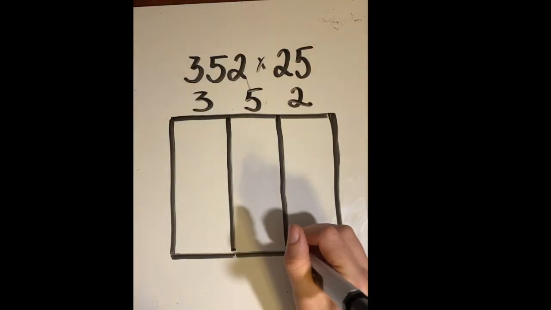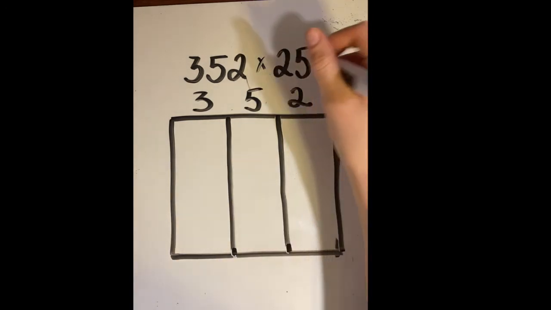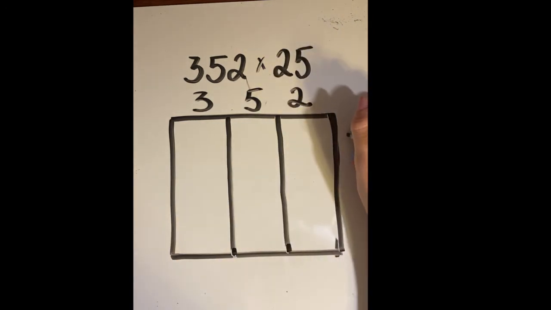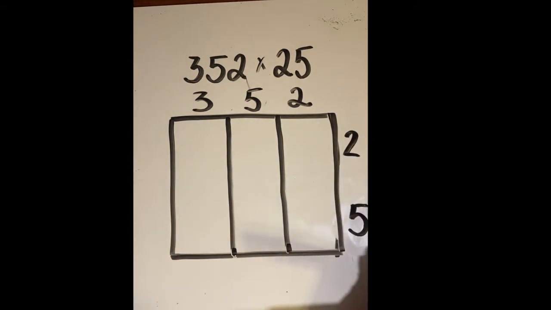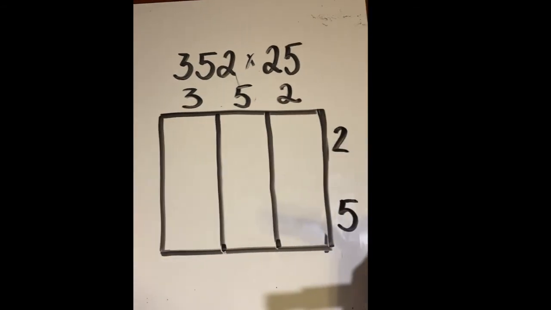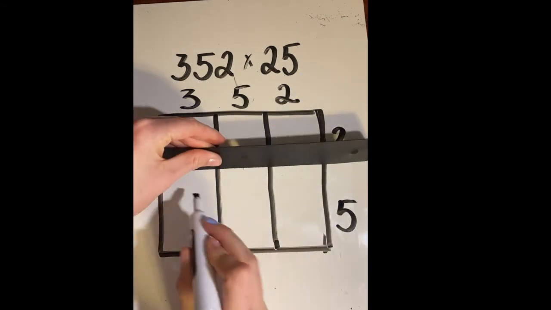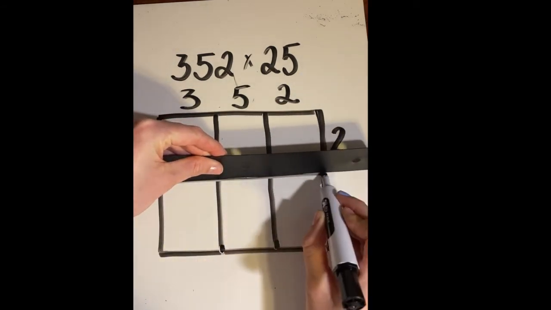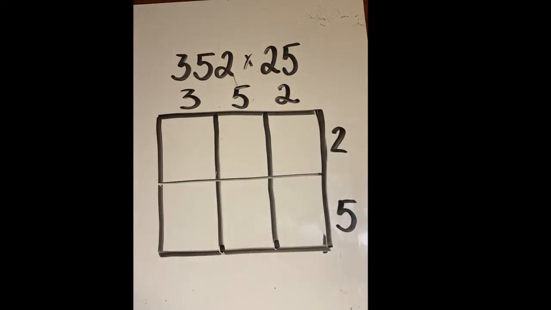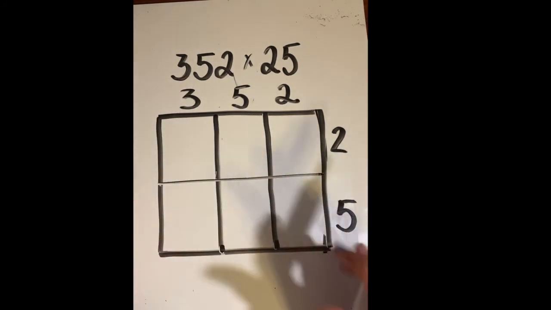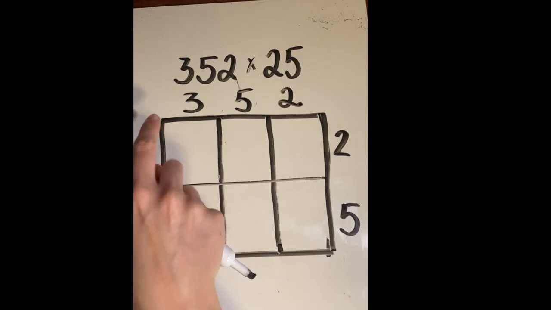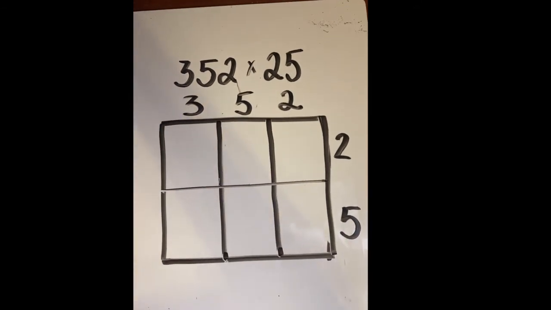So now that it's broken into 3 equal pieces, I now have to write my 2-digit number down the right side, so it's 25, and all I have to do is split this one in half. So go ahead and do that. Okay, so now all I have to do is break these boxes into the tens place and the ones place.